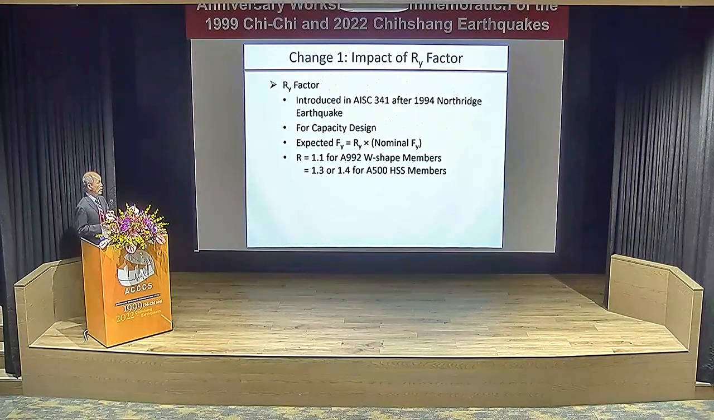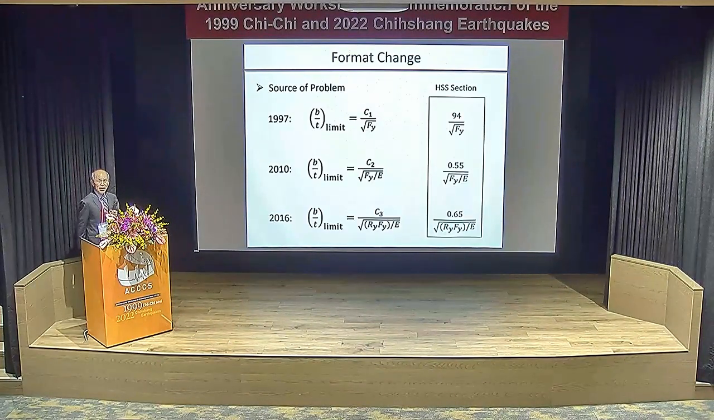For example, for the I shape, or the rolled W shape, Ry is 1.1. But for some other members, like the HSS, the hollow structural section, the tubular member, Ry can be as high as 1.3 or 1.4. It's a very large number. When we started the update for the 2022 edition, I made a claim at the AISC committee. I said the way we did it is probably not right.